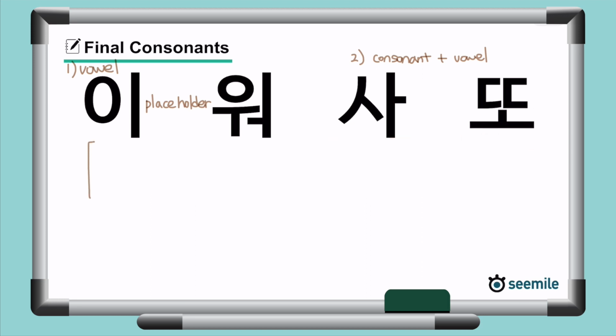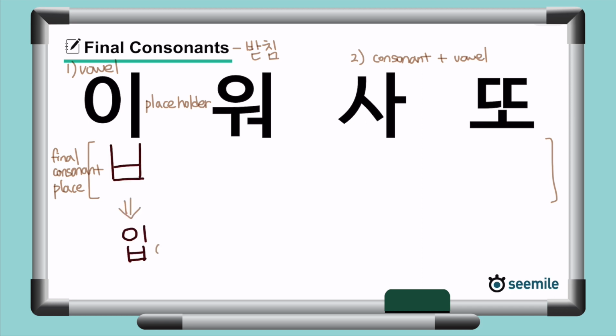Now, if you add a consonant underneath those syllables, we say that the consonant is in the final consonant place, and we call that consonant the final consonant or 받침 in Korean. For example, if I put 비읍 under 이, it becomes 입, which means a mouth. If I put 니은 under 사, it becomes 산, which means mountain.